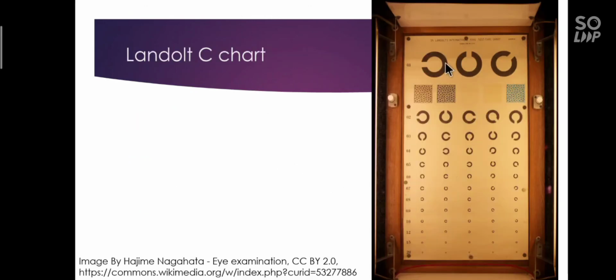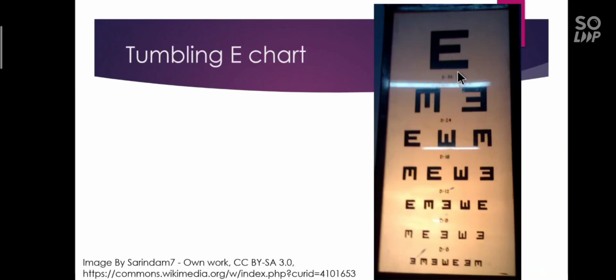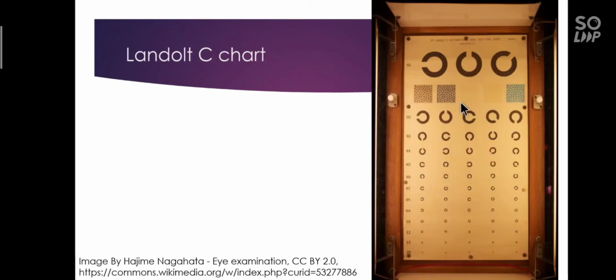This is Landolt C chart. When a patient is illiterate or children who are unable to read come to our clinic, we test their acuity by using Landolt C chart or Tumbling E chart. They just have to recognize the orientation of the 3 lines in case of Tumbling E chart, or they have to recognize the orientation of the gap in case of Landolt C chart.